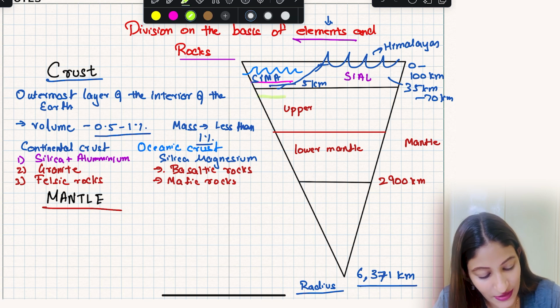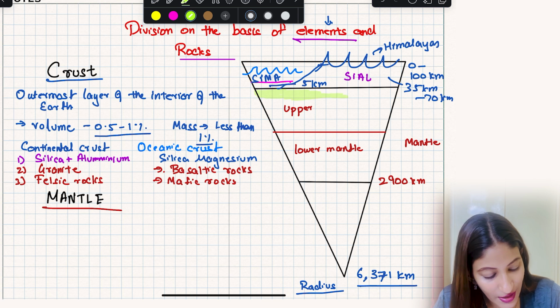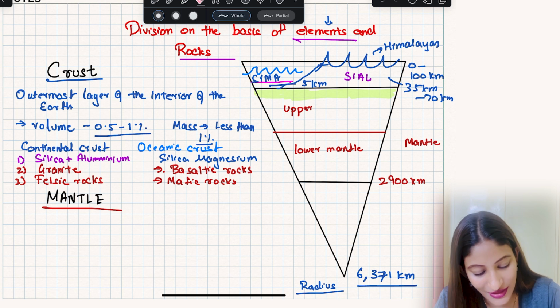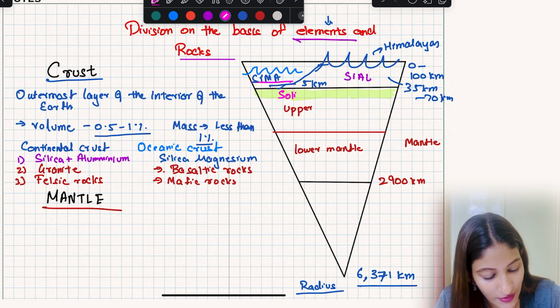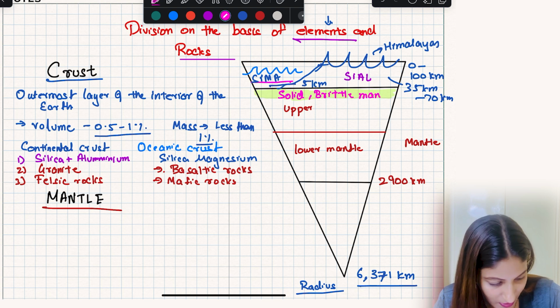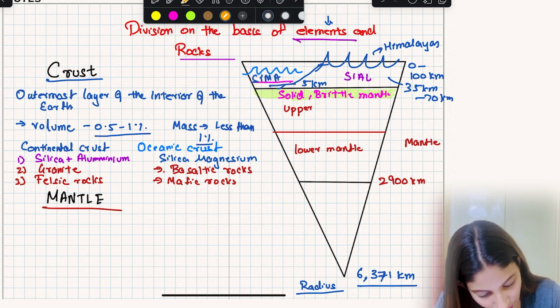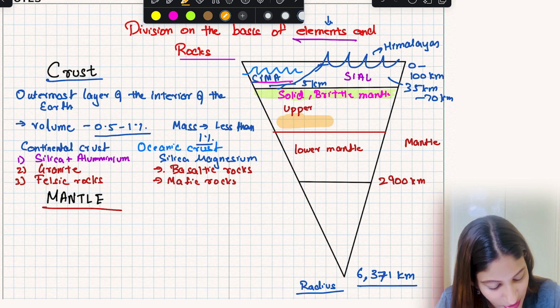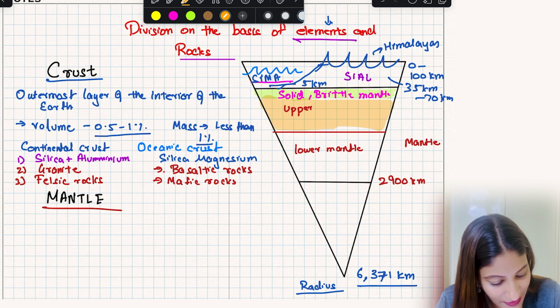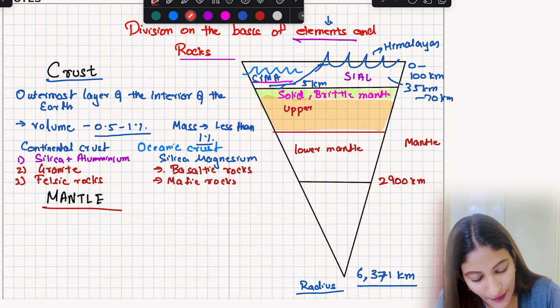For example, the upper mantle is divided into two more parts. This one, which I have drawn in green, this one is actually the solid but at the same time brittle mantle. And the next part, the one which I am going to draw now, of course, why wouldn't I draw it in orange? Because we are talking about the asthenosphere. This layer of the mantle, it is a part of the upper mantle only.